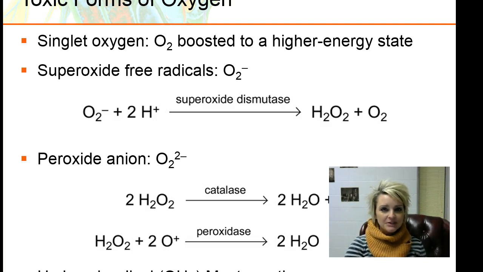Okay, well, let me tell you the truth about it. Many microbes actually have enzymes like catalase and peroxidase that take hydrogen peroxide and convert that into water and oxygen. Let's look at catalase. If a microbe has catalase and you place it in hydrogen peroxide, it breaks that down into water and oxygen gas.